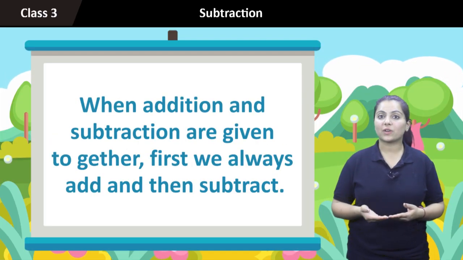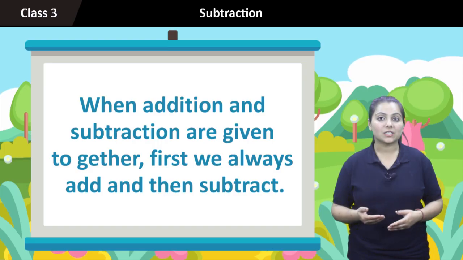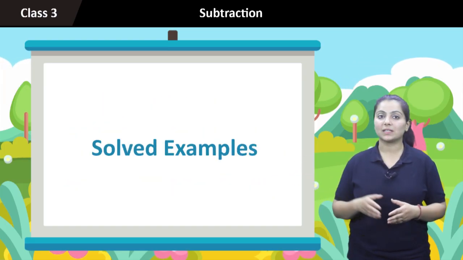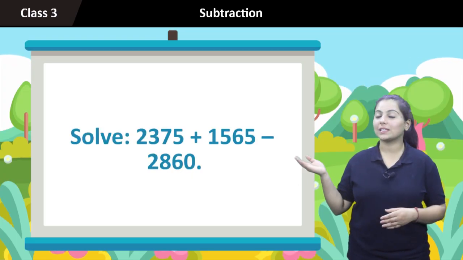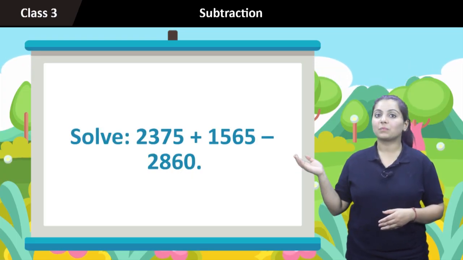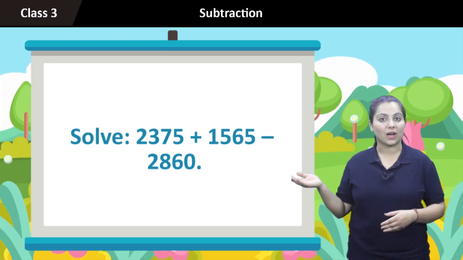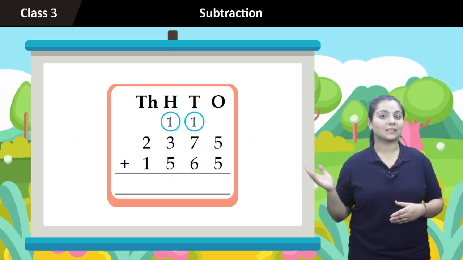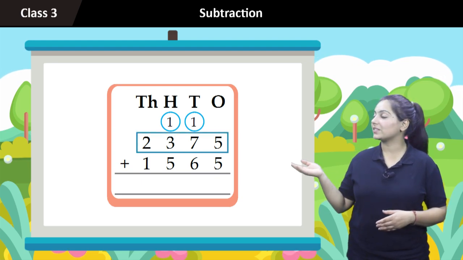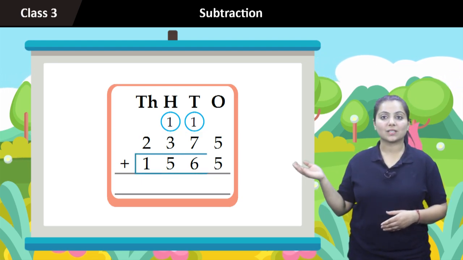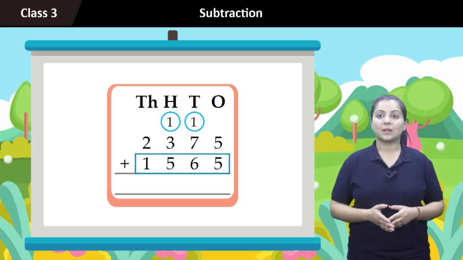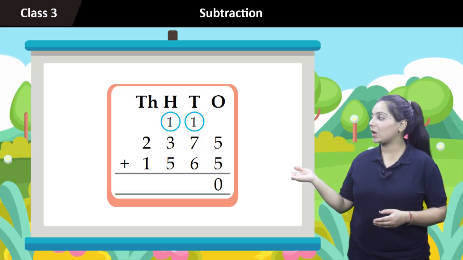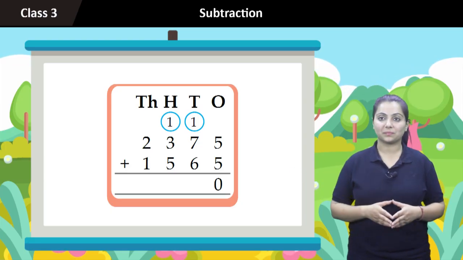Addition and subtraction together. When addition and subtraction are given together, first we always add and then subtract. Solved examples. Solve 2375 plus 1565 minus 2860. Add the numbers 2375 and 1565. 5 plus 5 is 10. 0 at 1's column, 1 at 10's column.